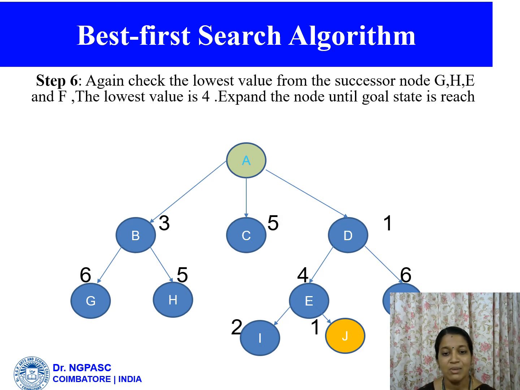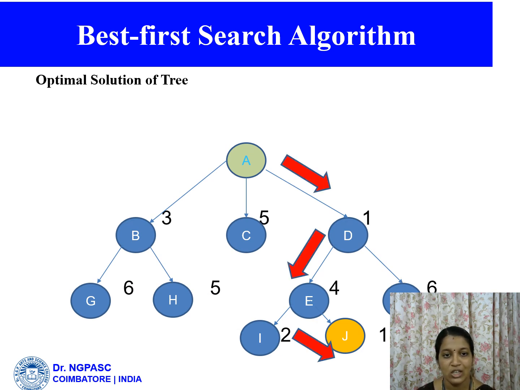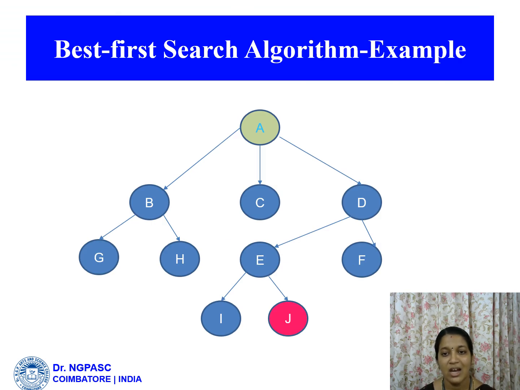So this is a simple example I have given here for the best first search algorithm. Here the optimal solution of my tree is from starting node A, I am moving to D, then I am moving to E, then I am moving to J. This is the optimal solution of this tree. Let us move on to another example.